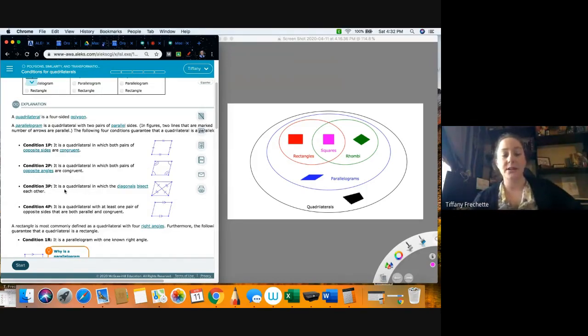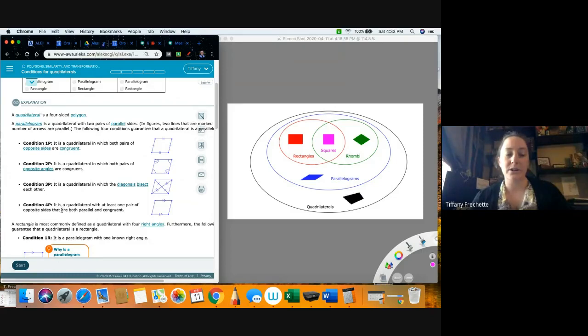So the third condition is a quadrilateral in which the diagonals bisect each other. So that means they cut each other in half. Bisect. So this means there's a midpoint here. Here's half of this diagonal. Here's the other half. And here's half of this diagonal and half of this diagonal. So the 2 diagonals literally chop each other in half.